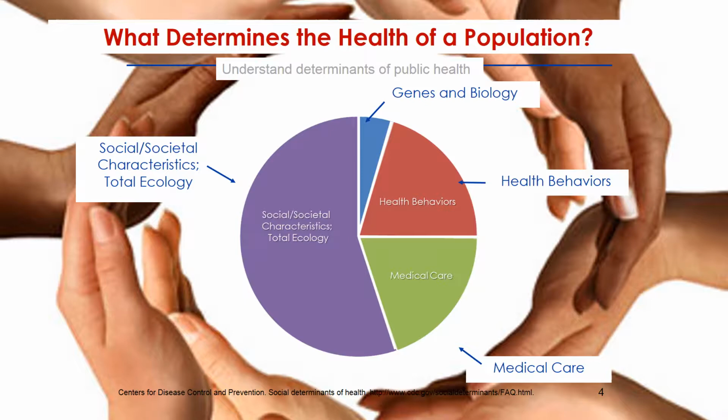The remaining 75% of what determines our health as a population is our total environment, the social environment in which we live, plus our health behaviors, and to a lesser extent, our genes and our biology. It is then important that as we intervene for populations or even individuals, we look at societal and social characteristics in the environment and see how those impact their health and well-being.